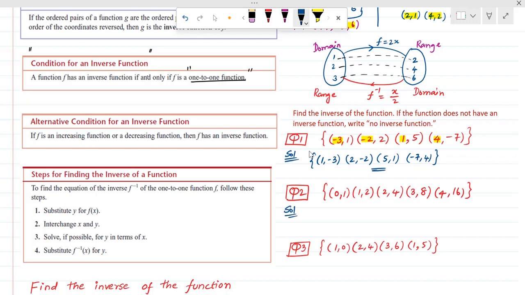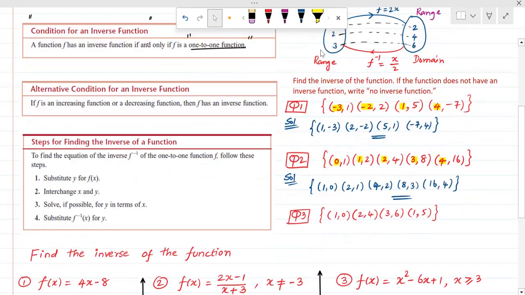Now the next one. Here I have to check the x coordinates to see whether it is a function or not. If you see this one, all the x values are different, not the same. Therefore it's a function, and the inverse exists. This is a one-to-one function. Now I can write this one as (1, 0). Therefore here (2, 1), then (4, 2), and then (8, 3), and (16, 4). So this is my inverse function.